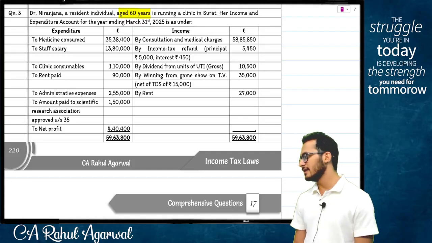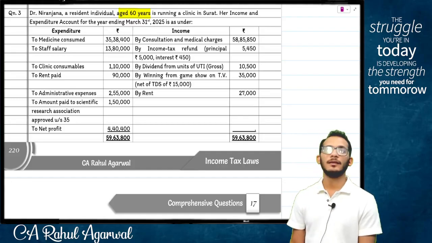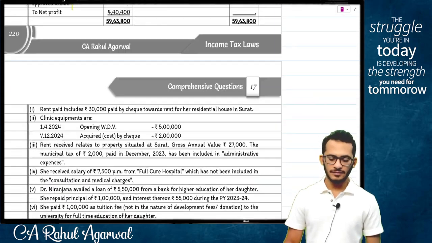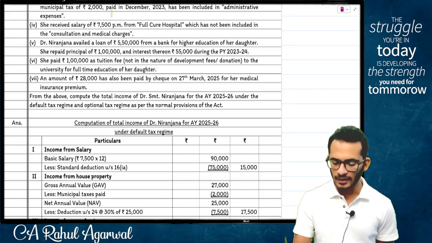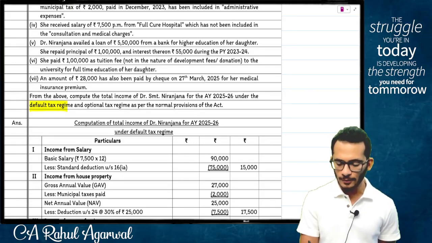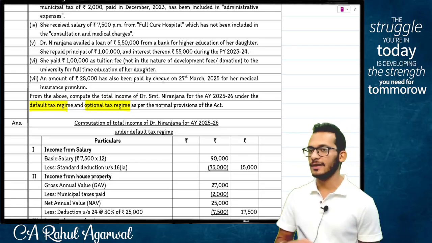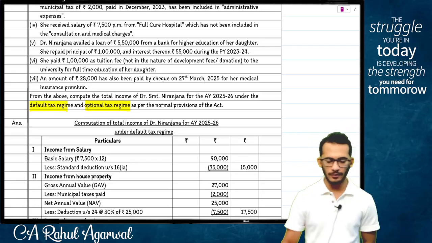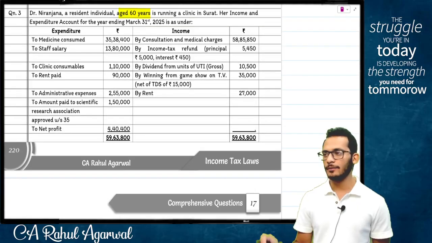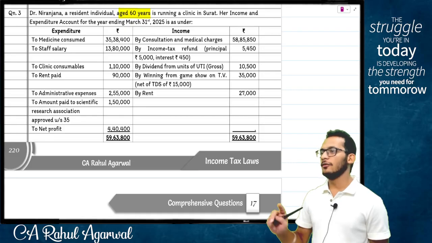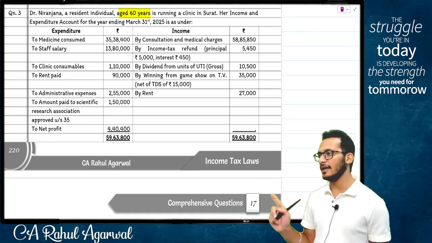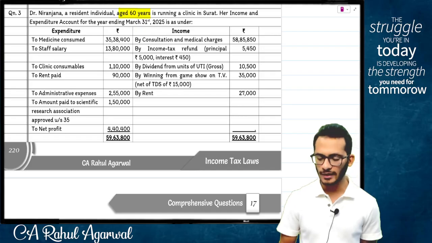People, before I start reading the table, I always check what is asked. From the above, you are required to compute the total income of Srimati Ranjana under the default tax regime and the optional tax regime as per the normal provisions of the Act. They want both. When I do the question, you're going to tell me what adjustment will happen as per ATR. If you think there is a change in DTR, you will mention that also. So I'm going to create 2 columns.